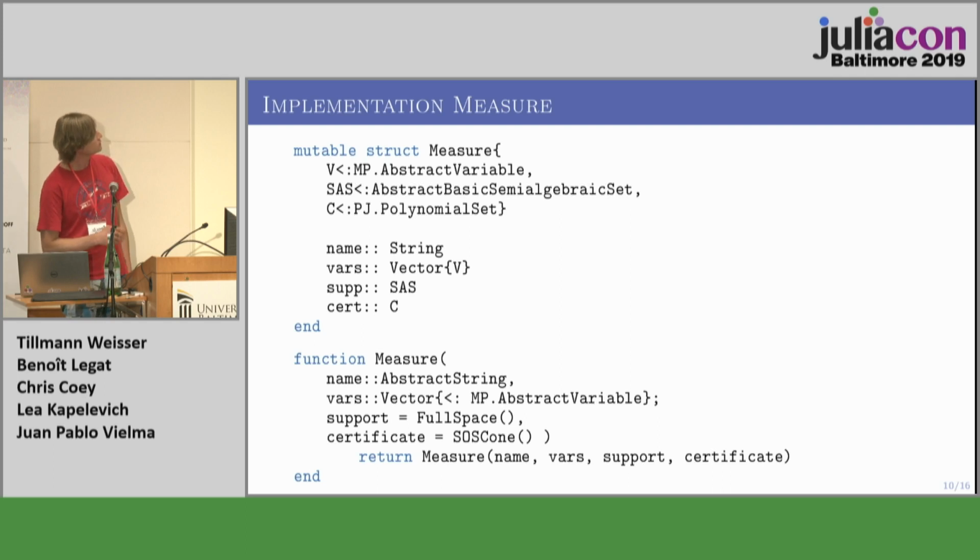So this is what my measure looks like. My measure has a name. It has some variables. It has a support, which is a semi-algebraic set. And it has this certificate here. And by default, I just set the support to be the full space and the certificate to be sums of squares.